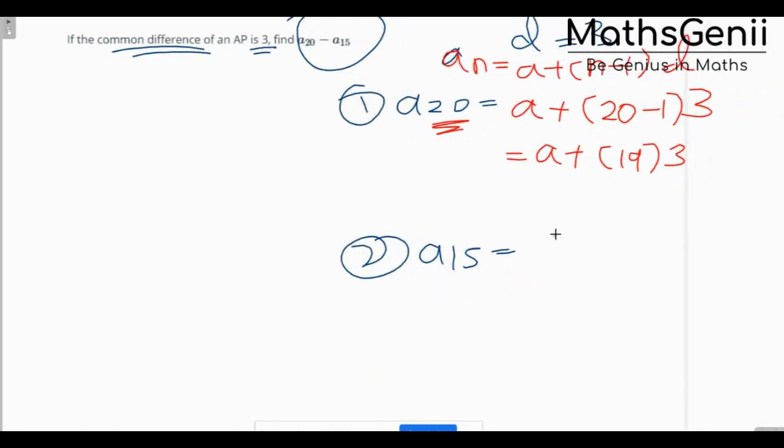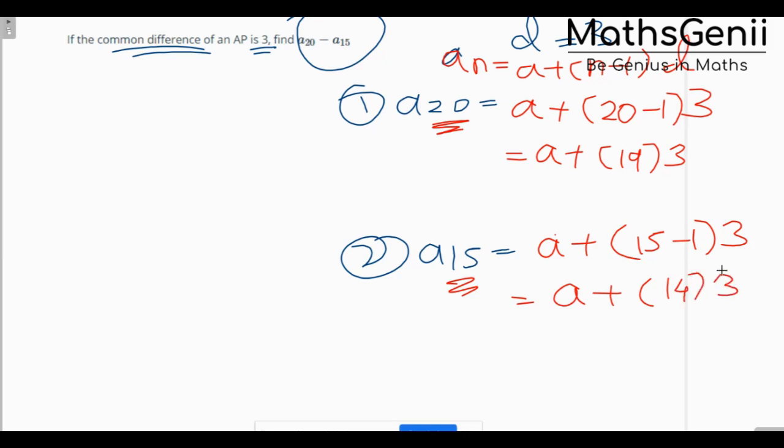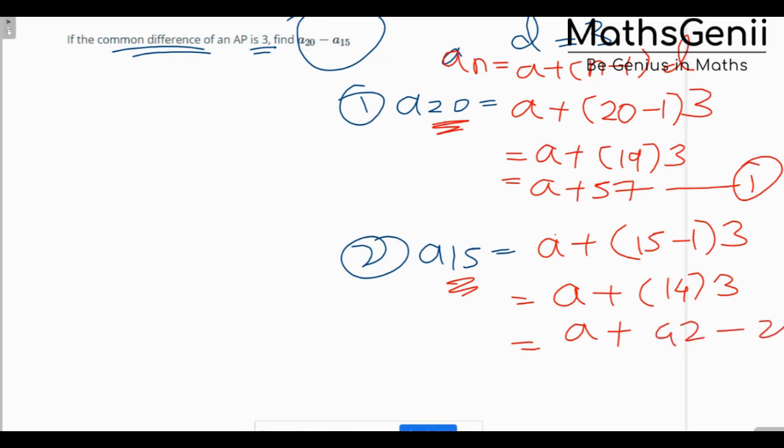Similarly, in this case, A plus n minus 1 D. A I don't know. N is 15. 15 minus 1. D is 3. So A plus 15 minus 1, 14 into 3. So A plus 19 threes are 57. And here, this is my first equation. And here A plus 14 threes are 42. This is my second equation.